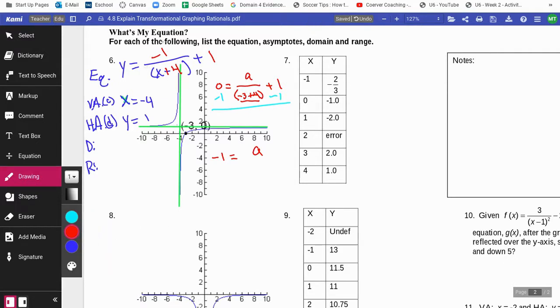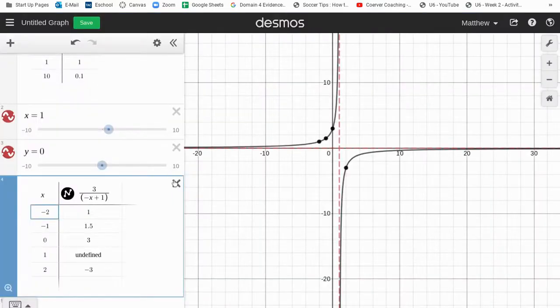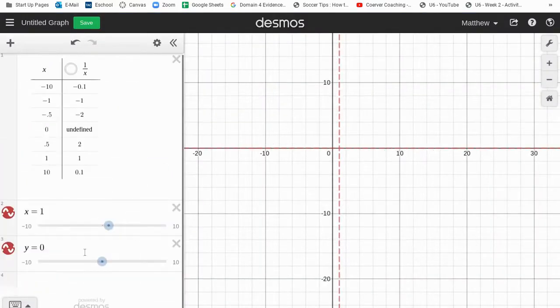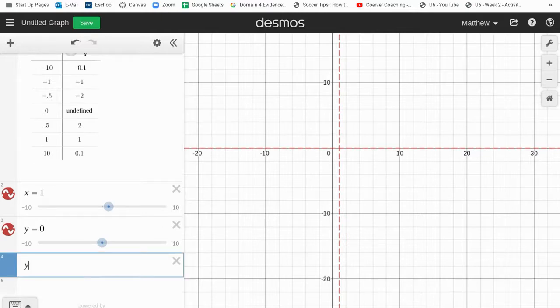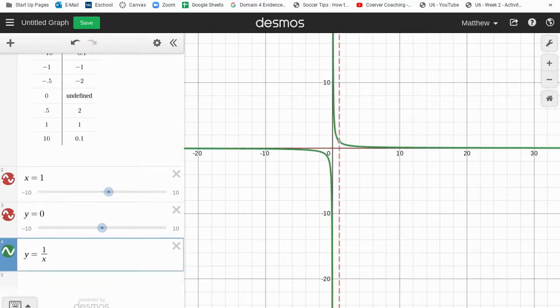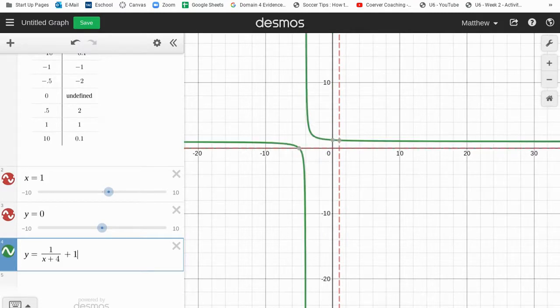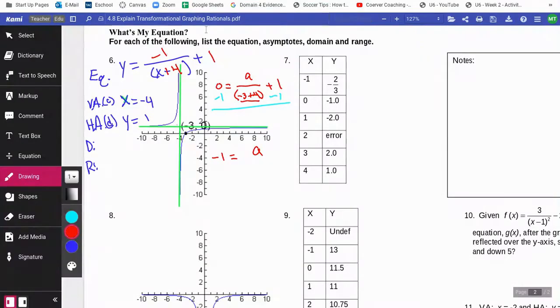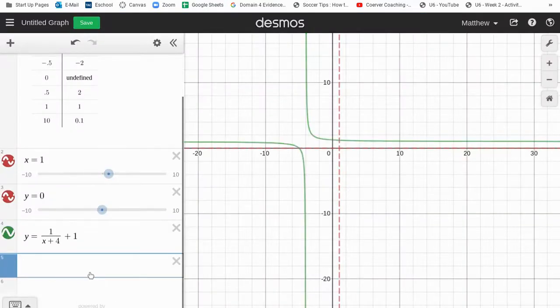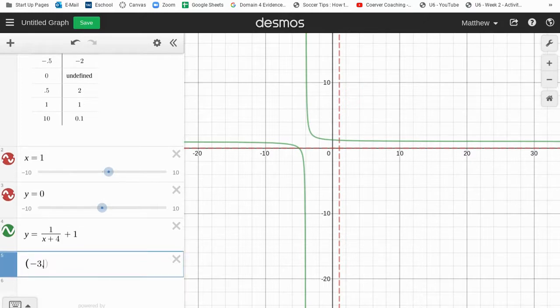If that doesn't make sense, I can always use Desmos and guess and check for the a value. So I start with basically my parent function, y equals 1 divided by x, and then I adjust. I knew that this was a plus 4. I know this is a plus 1. And I know it goes through the point -3, 0. So I can always put a point in Desmos. I can come down here and say -3, 0, and it gives me that point.